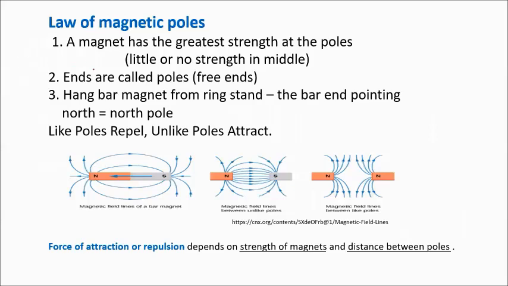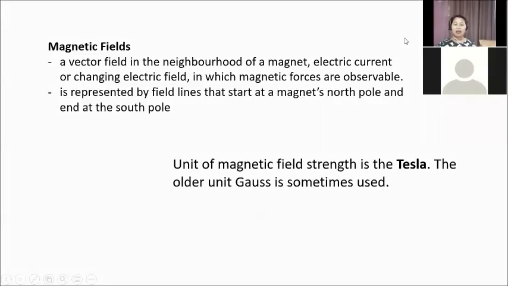Take note of the following. A magnet has greatest strength at the poles, less, little, no strength at the middle. Hence are called N and S poles. And like poles repel and unlike poles attract. Force of attraction or repulsion depends on the strength of magnets and distance between poles. Okay, so let us continue.